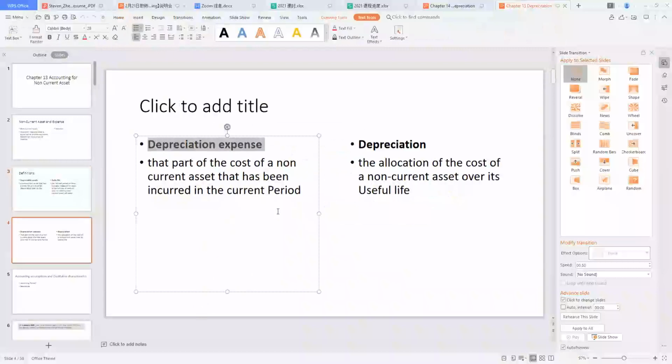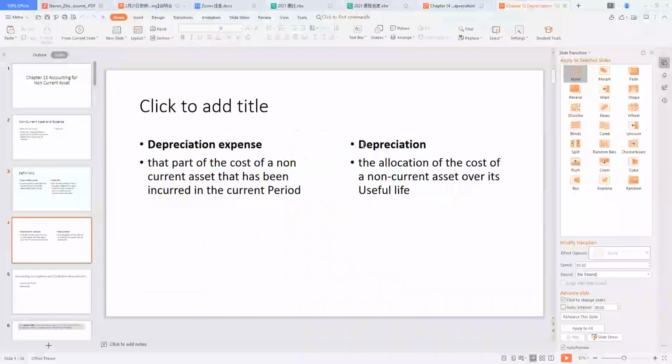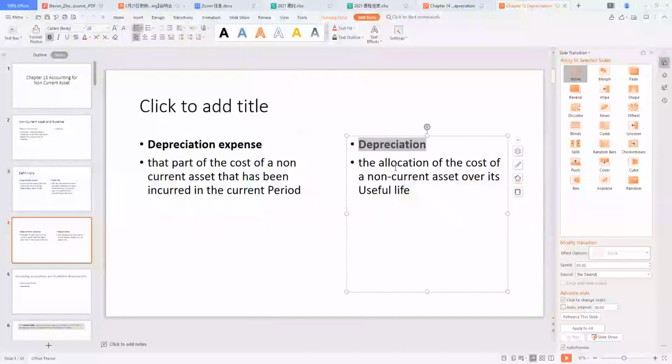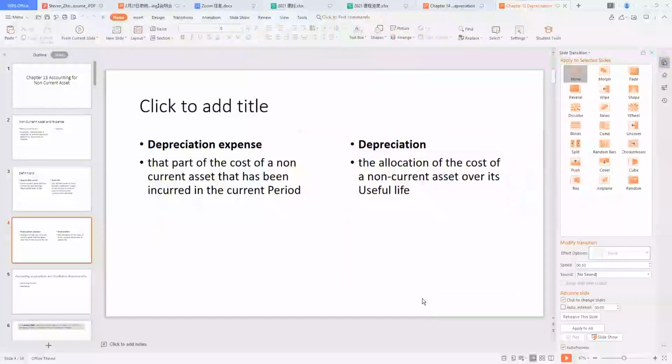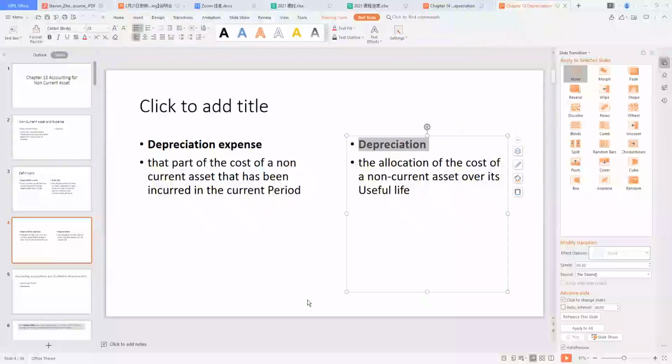So, depreciation expense. Now let's first have a look at depreciation. Depreciation is the allocation of the cost of a non-current asset over its useful life. So we're not just reducing the non-current asset's cost. No, we're dividing it by the same period, and then we're allocating the cost of the non-current asset over its useful life to show depreciation over its life.